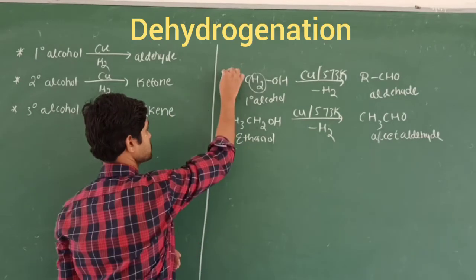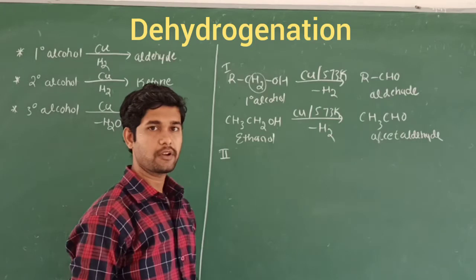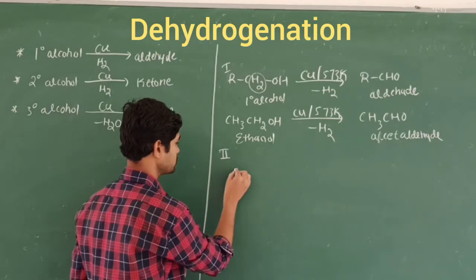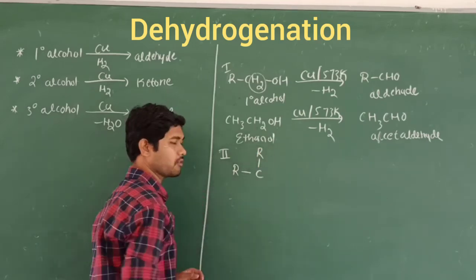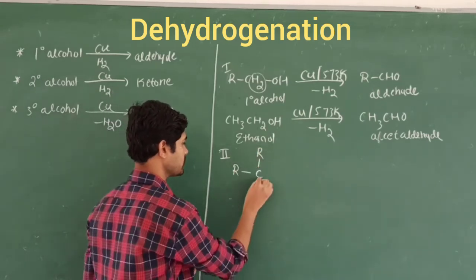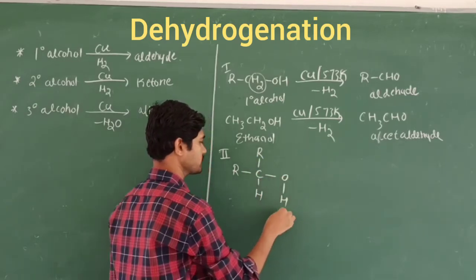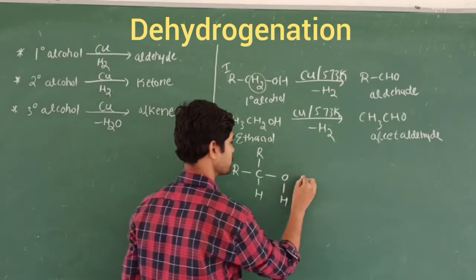Similarly, this is the first case. Let's see the second case, that is secondary alcohol treated with copper catalyst. We are going to obtain the ketone. How? Let's see. Because secondary alcohol means 2 R groups will be there, that is R2CHOH. I rearrange it like this because removing the hydrogen is very easy this way.